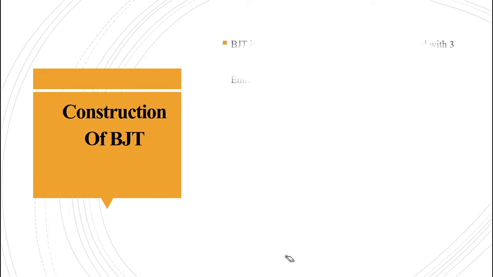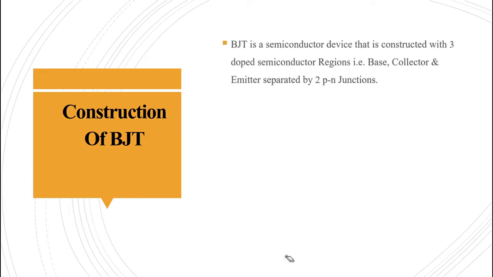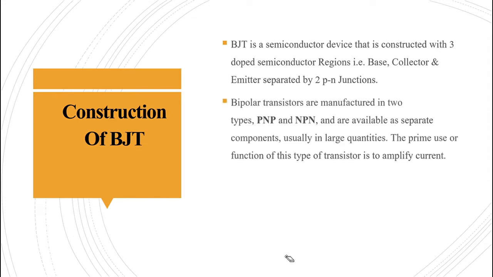Construction of BJT. So BJT is a semiconductor device that is constructed with three doped semiconductor regions, that is base, collector and emitter, separated by two PN junctions. Bipolar transistors are manufactured in two types. There are two types of BJT or bipolar transistor. First one is PNP and the second one is NPN. They are available as separate components, usually in large quantities. The prime use or function of this type of transistor is to amplify current.